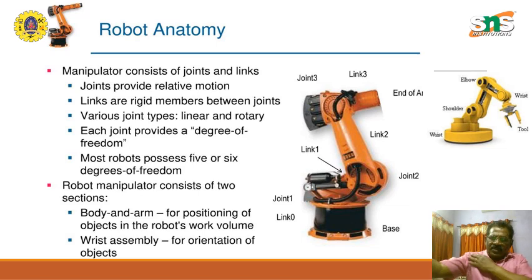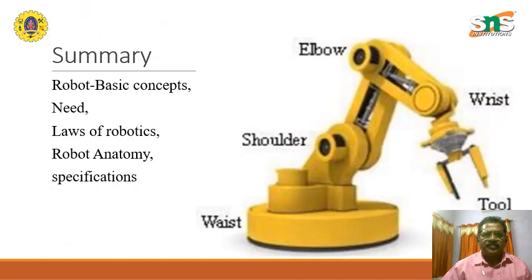Links are rigid members between the joints. Various types of joints are there: there's a linear joint and there's a rotary joint. Each joint provides a degree of freedom. Most robots possess 5 or 6 degrees of freedom. A robot manipulator consists of two sections: the body and the arm for positioning objects in the robot's work volume, and the wrist assembly for orientation of objects.